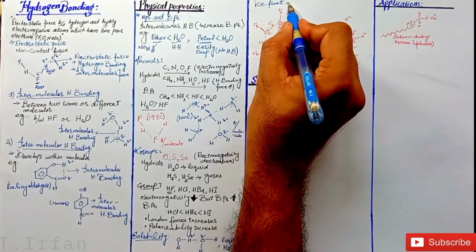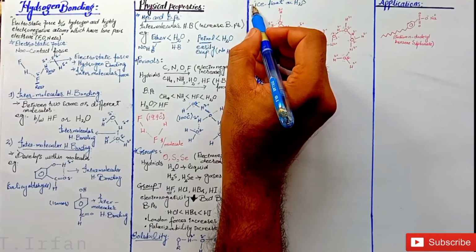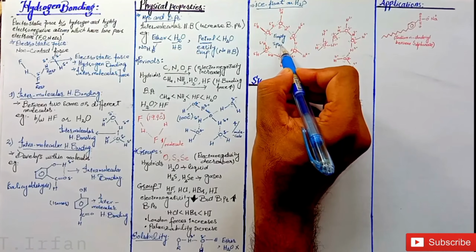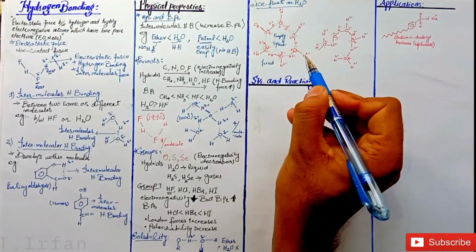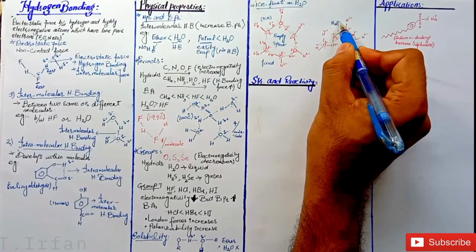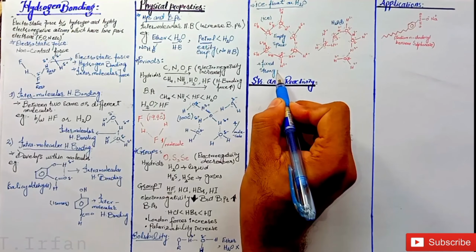Ice floats on water. This is also because of hydrogen bonding. Ice has empty spaces, or low density. This is because of hydrogen bonding. Although water in liquid form also has hydrogen bonds, ice has stronger hydrogen bonds as compared to water in liquid form.